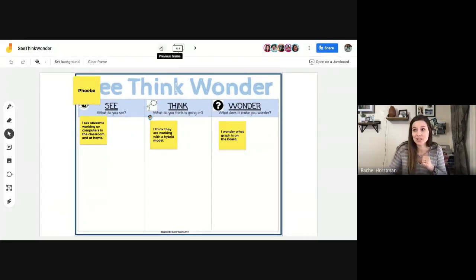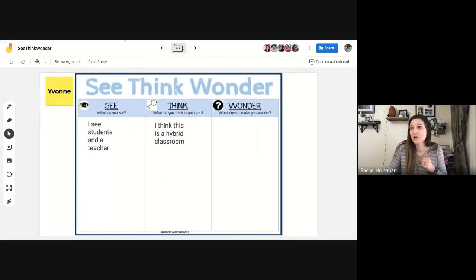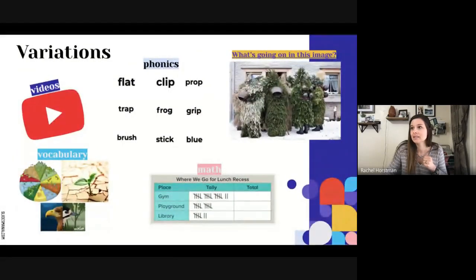Now, some variations of this could be, when we go back to our slides, thank you, Kathy. Some variations of this could be groups of words or photos. So I took some phonics words. They all have beginning blends at the beginning.